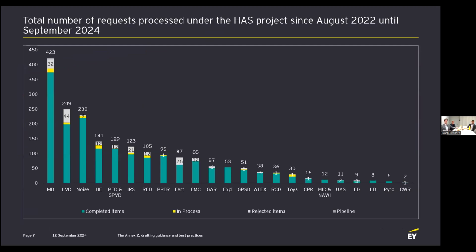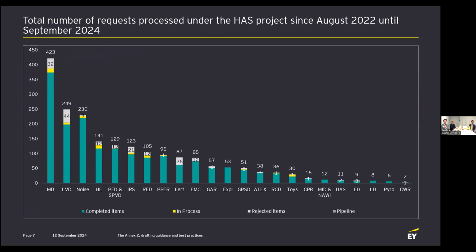Currently, as of today, we have completed 1,732 assessment requests. As you can see here in this graph, the majority of assessment work is being done for the machinery, LVD and noise sectors. These are the busiest, and we receive the highest number of requests in these.